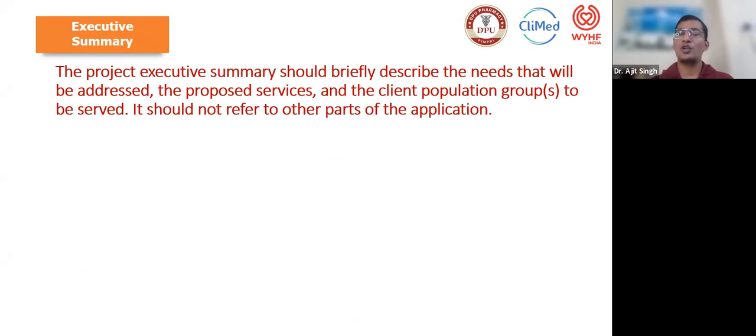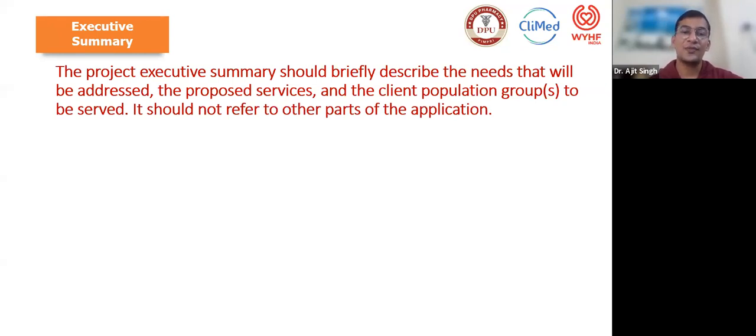Sometimes they don't ask for the executive summary, sometimes they do. Not all agencies ask for it, but if someone is asking, that means it is a very important part, and you should be very brief. The project executive summary should briefly describe the need that will be addressed, the proposed services, and the client population group. Client population group means proposed population number, sample size, and whoever is to be served.